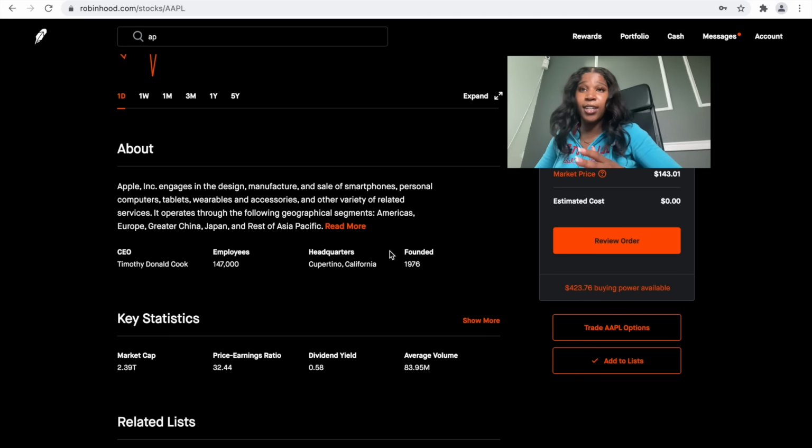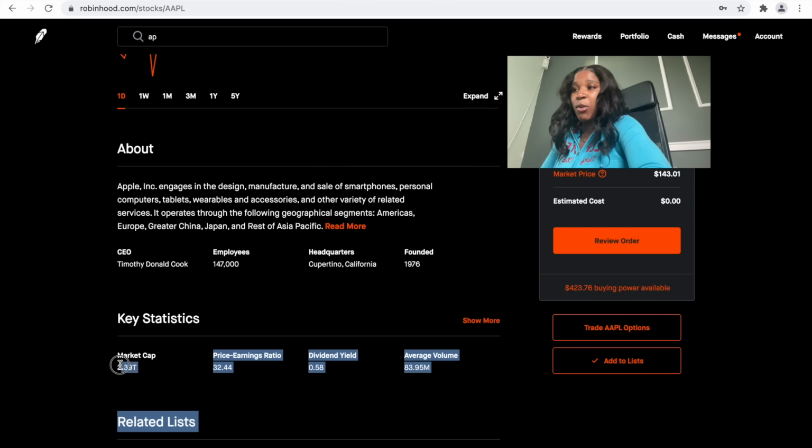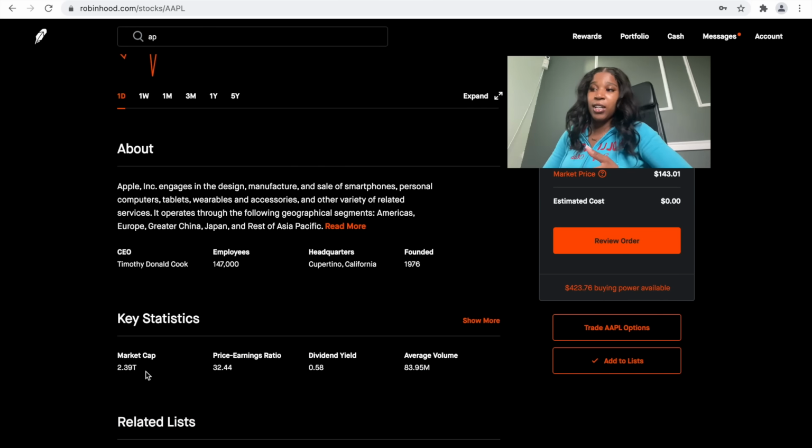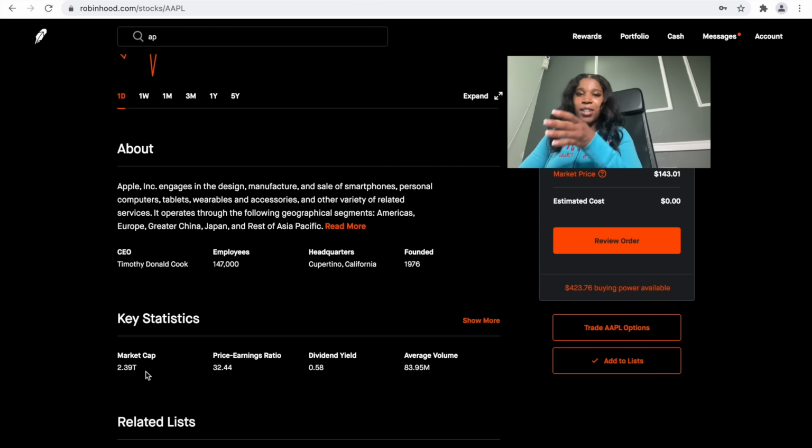Okay, so another thing to keep in mind when it comes to stocks is market cap and volume, because they work hand in hand. So as you can see, Apple has a $2.39 trillion market cap, which is giant. When it comes to market cap, a small cap company, you're looking at around 300 million to 2 billion. 2 billion to 10 billion is what we would call a mid-cap company, and 10 billion and above, which, you know, Apple is definitely there, is what you could consider a large cap company.